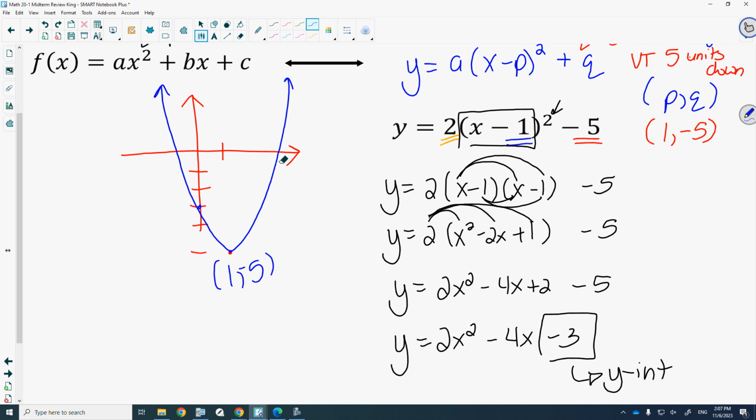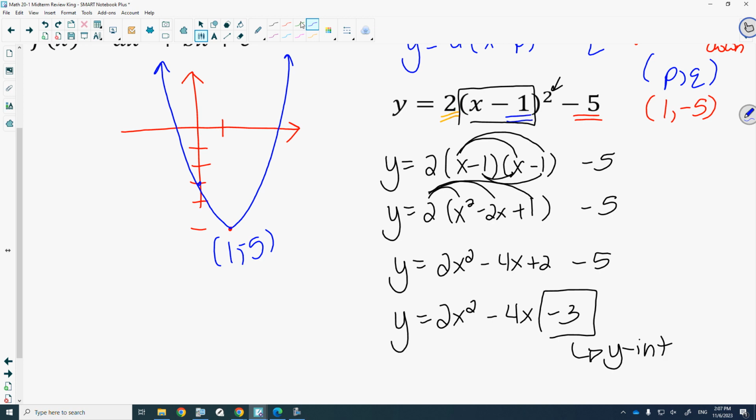And remember, what does the vertex give us? The vertex gives us 2 important pieces of information. It gives us my axis of symmetry at x is equal to 1. So that gives you the equation of the axis of symmetry. And the y value gives us the minimum value. So y is equal to -5 is the minimum value.